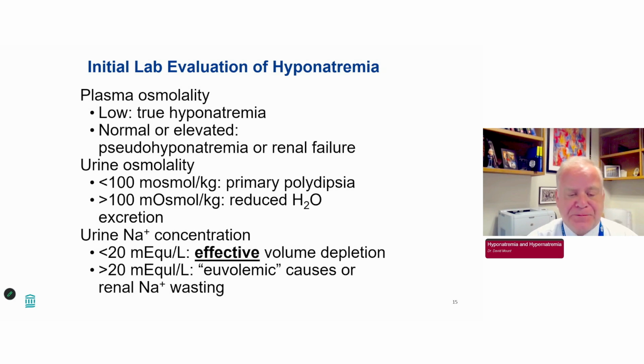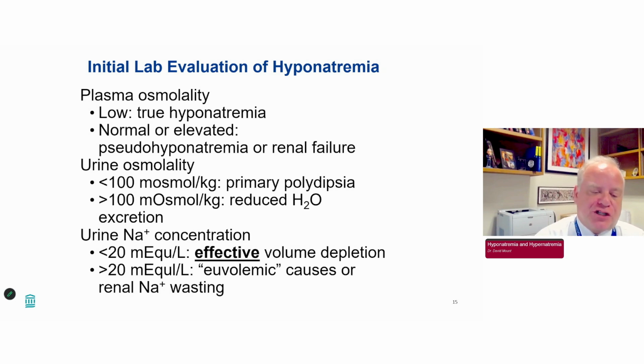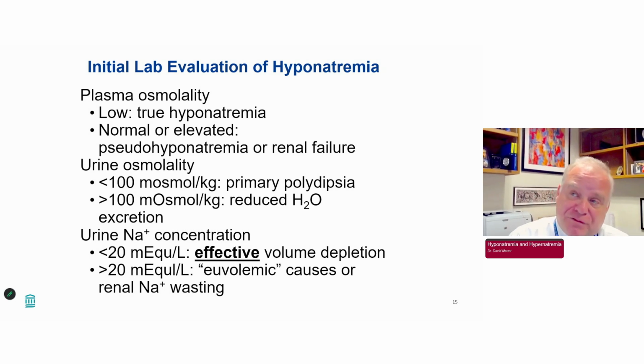The urine sodium concentration is critical. If it's less than 20 or so, maybe a little bit higher than that for an elderly patient, you think of effective volume depletion. Either they're clearly hypovolemic, or they have a hypervolemic cause of hyponatremia. Greater than 20 suggests a euvolemic cause or renal salt wasting.